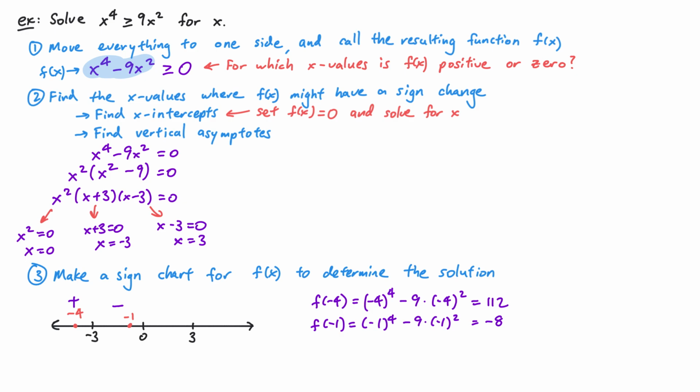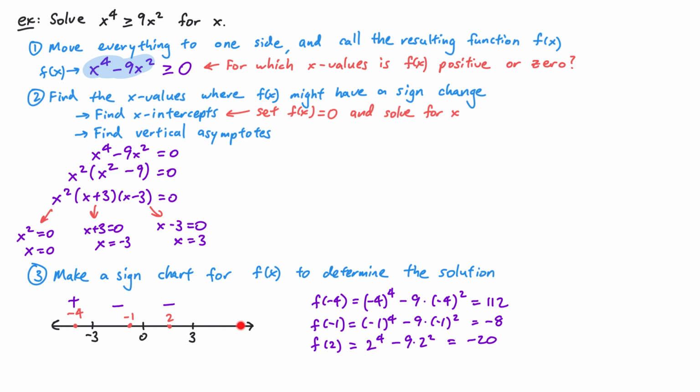Next, let's look at the interval from 0 to 3. We can pick any x value we want in that interval. We can pick something like 2. So take 2, plug it into our function, and see what the output is. f of 2 would be 2 to the 4th power minus 9 times 2 squared. Evaluating this, we end up with negative 20. So again, we're going to draw a minus sign for the interval from 0 to 3.